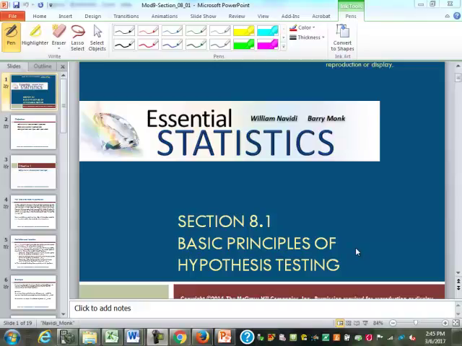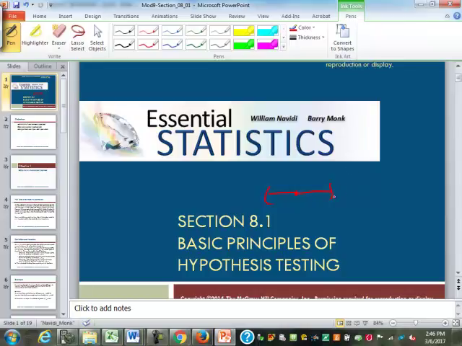Okay, so this week we're looking at hypothesis testing. And hypothesis testing builds off of that idea of confidence intervals, where we construct a confidence interval. If it's a 95% confidence interval, we're 95% confident that it contains the true population mean.